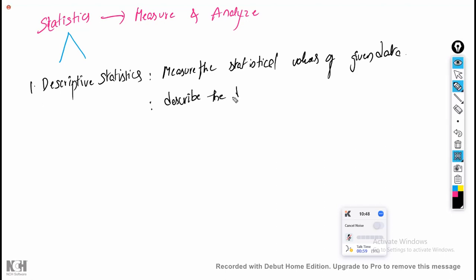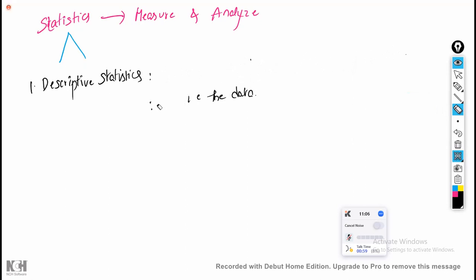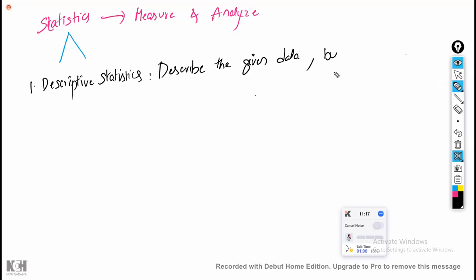Descriptive means describe. Describing the data. How are we going to describe it? By using the statistical values, by measuring the statistical values. Describe the given data by measuring the statistical values. I'm just combining the last two sentences.